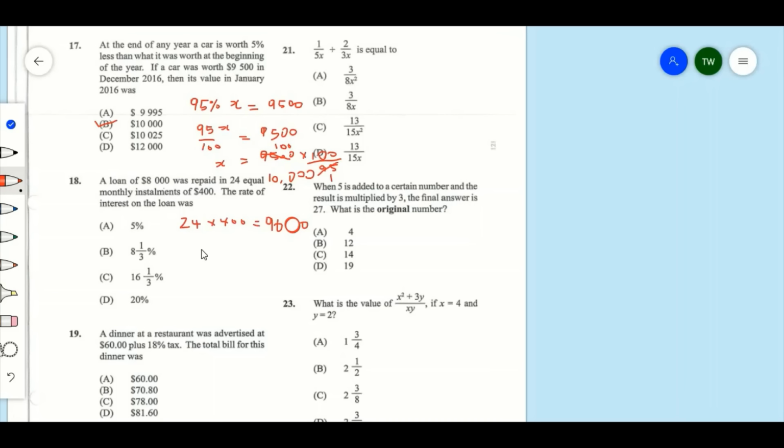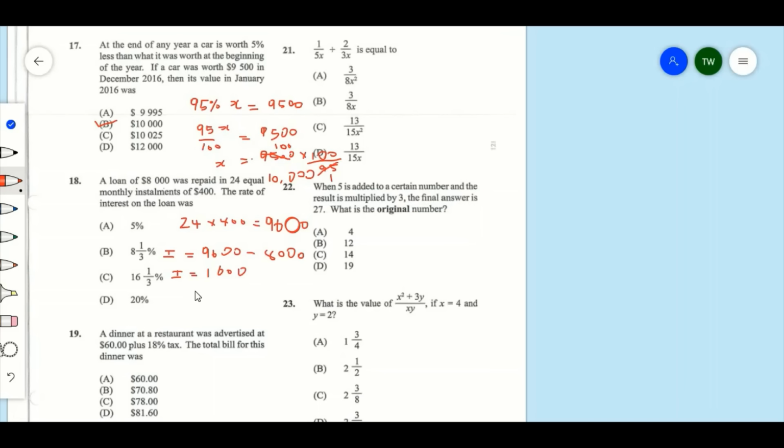So for us to determine the interest, I'm going to use I for interest. So the interest is going to be equal to the 9,600 minus the loan that was borrowed, which is $8,000. And therefore the interest, which is I in this case, is going to equal 1,600.